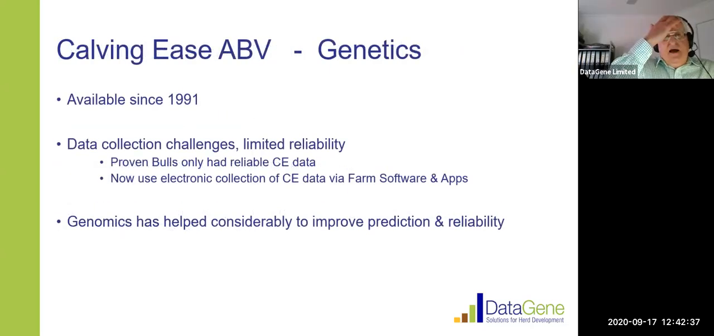So with calving ease, we've actually had ABVs. We first developed our first calving ease ABV in the early 90s, 1991. But the challenge we had then, which as John mentioned, was that in those days we had progeny test bulls, which only had limited amounts of semen distributed. So we had progeny test and then we had proven. So it wasn't until the bull became proven that we really started to collect significant calving ease data.